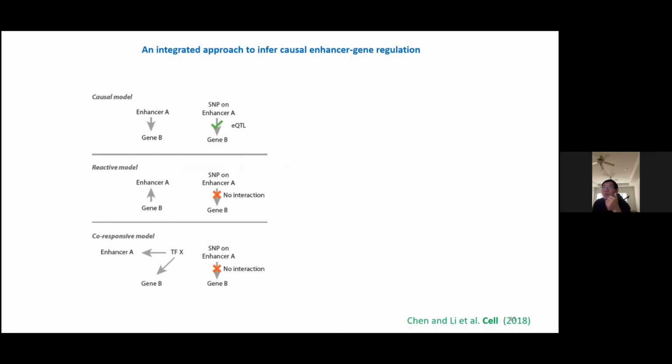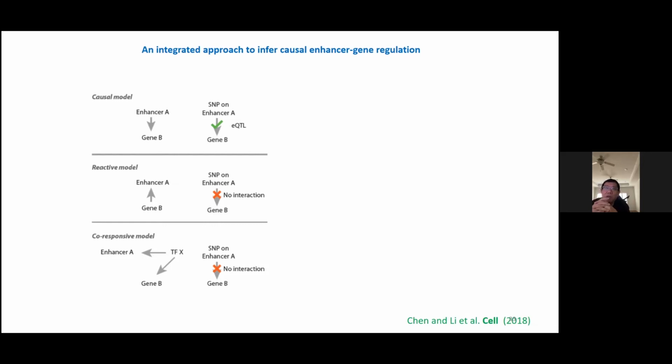And from there, we could develop an integrated approach to infer causal enhancer regulation. If we just take the enhancer and gene and do a co-expression, that co-expression may or may not represent a causal effect. But if you really want to tease out the causal model, we further consider the SNPs in the enhancer.